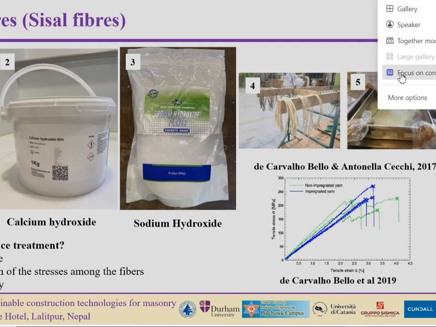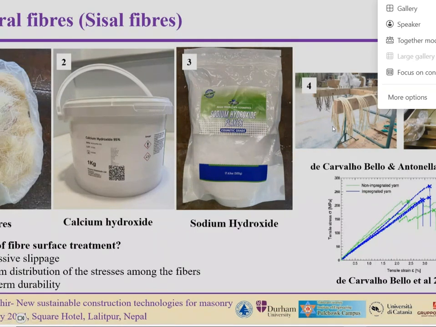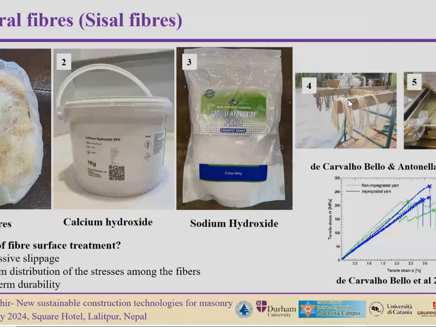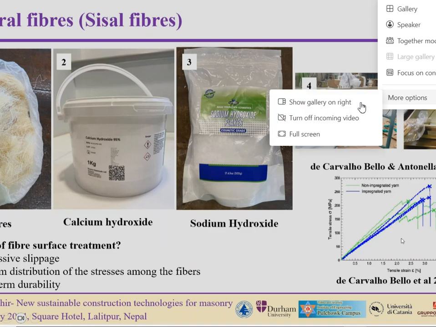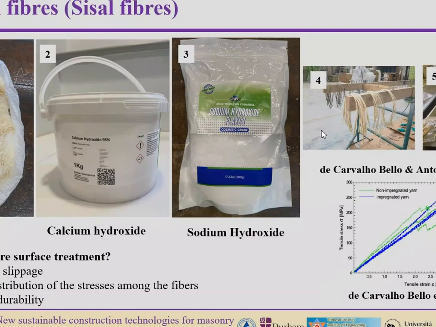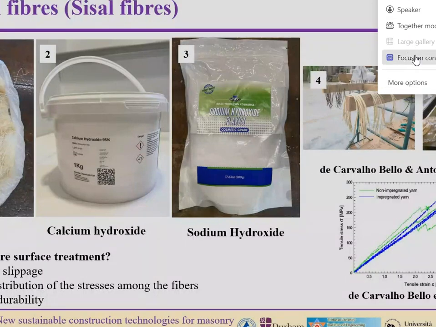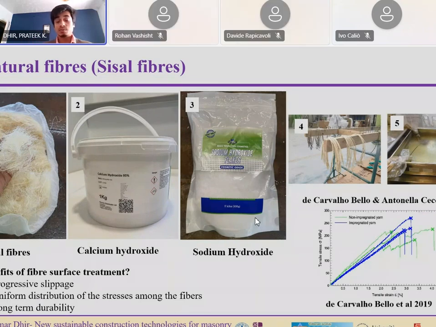If you see number 4 and number 5, they are trying to treat the fiber with a chemical solution, and the most popular solutions are calcium hydroxide and sodium hydroxide. If you see the graph in the bottom corner, it doesn't increase the tensile strength a lot, but the benefit is that it allows progressive slippage and uniform distribution of the stresses among the fiber, and definitely this improves the durability.